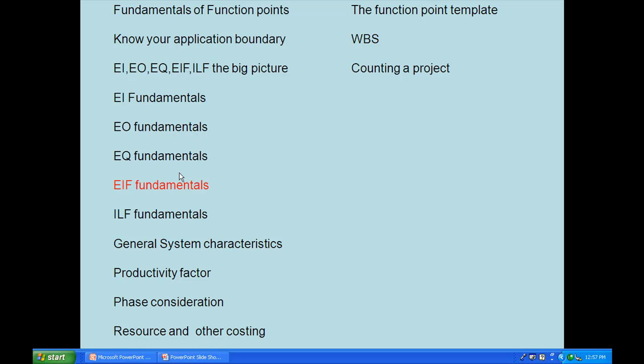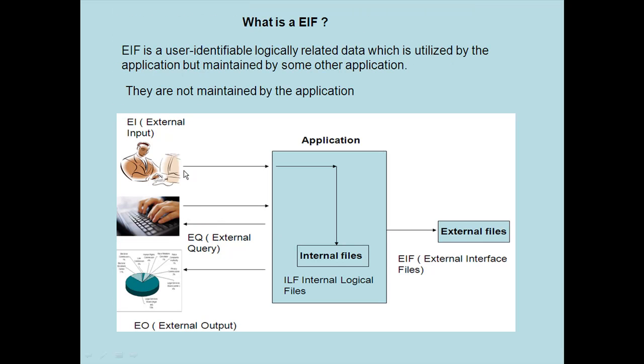In this section we will try to understand the fourth fundamental of function point, that is external interface files, that is EIF. Basically, EIF is again logically related data, but it is utilized by the application and maintained by some other application. In other words, EIFs lie outside the application boundary.